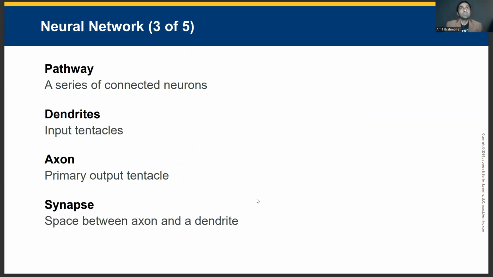Slide 31, Neural Network, 3 of 5. This slide defines dendrites, axons, pathways, and synapses. These structures help transmit signals through neural pathways. Similarly, artificial networks use weighted connections to combine inputs and produce outputs. This analogy shows how complex behavior emerges from many simple units working together.